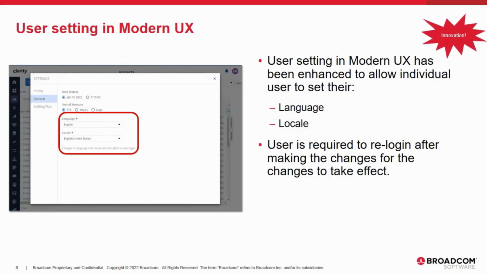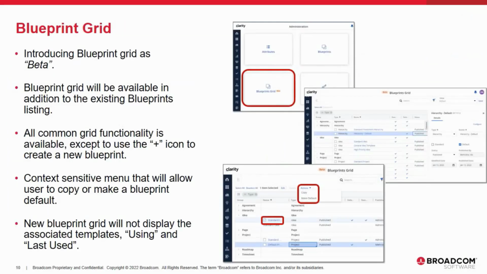Another request that came directly from the customer innovation panel was the ability for a user using modern UX to be able to set their own language and locale. Prior to 16.0.1, this could only be done by going into the classic UI. Now this setting is available within the user's settings. They can set their language and locale themselves while still being in the modern UX. One thing to note is that once the user makes these setting changes, they will have to re-log in to see the reflected changes.